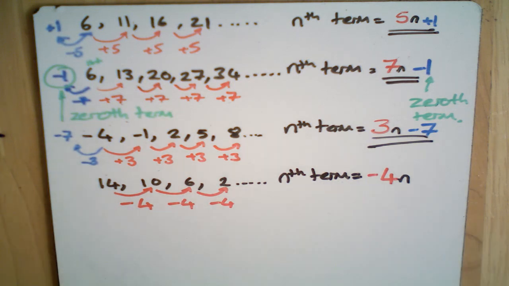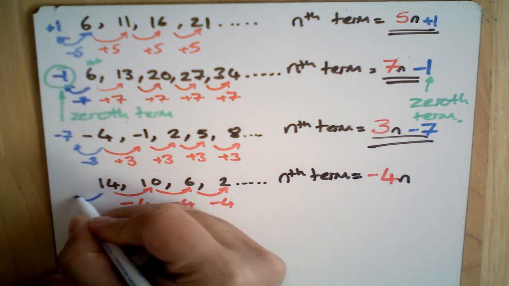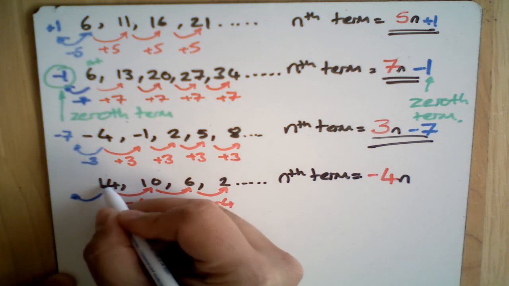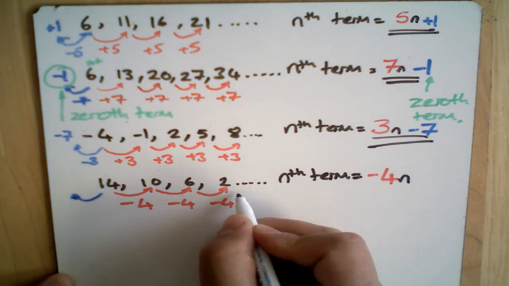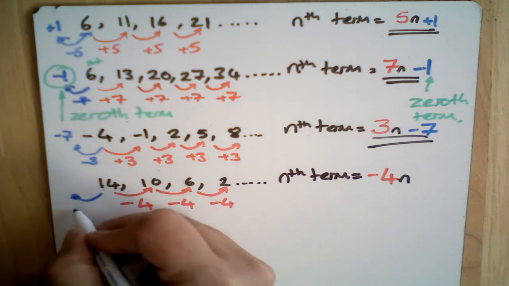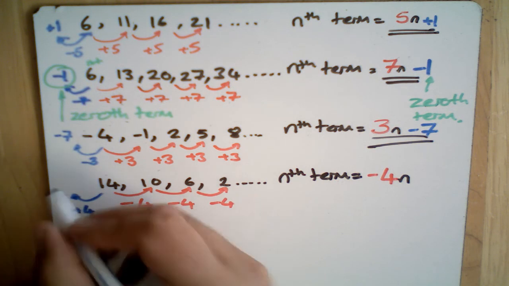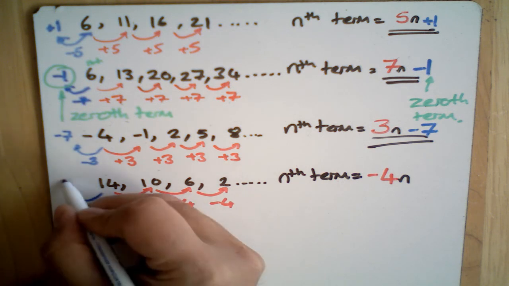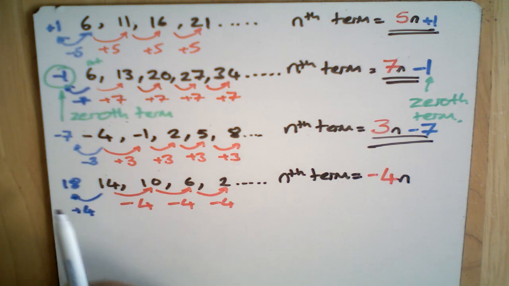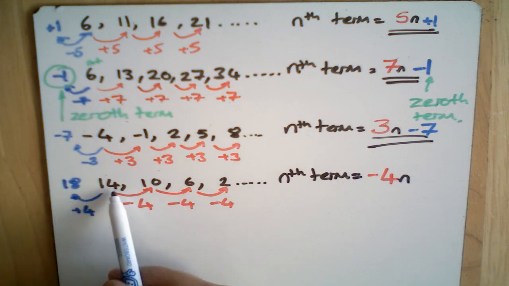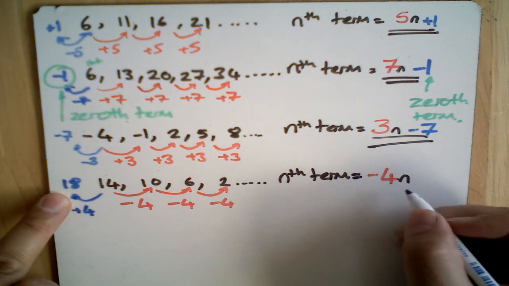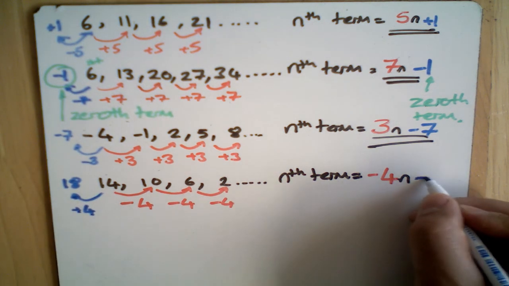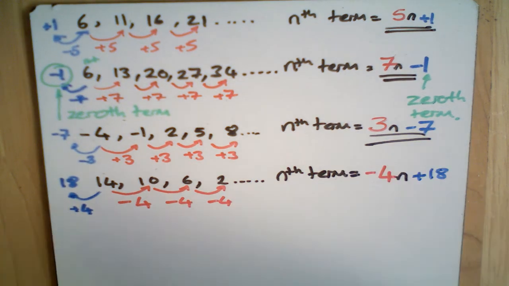The next thing was to say was the zeroth term. Well, let's go back. The term that comes before this one. Well, going this way, I take away 4, so going back the opposite way, I'll need to add on 4. So 14 add on the 4 makes 18. Let's just check. 18 take away 4 makes 14. Good. And this 18 is a positive 18, so I write plus 18 there. And that then becomes my nth term.